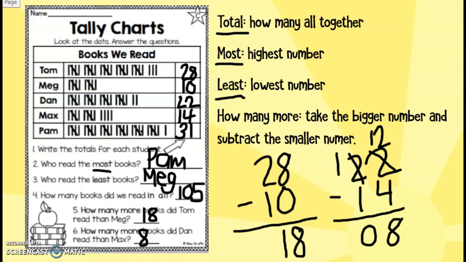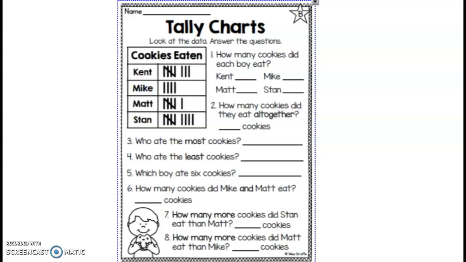All right, so that was just going over how to use a tally chart and use that data to answer questions. It used a lot of new words like total, most, and least. And then this one was kind of the trickiest one, was how many more. So for that one, you just need to remember to take the bigger number and subtract the smaller number. Now your work for today is this assignment.